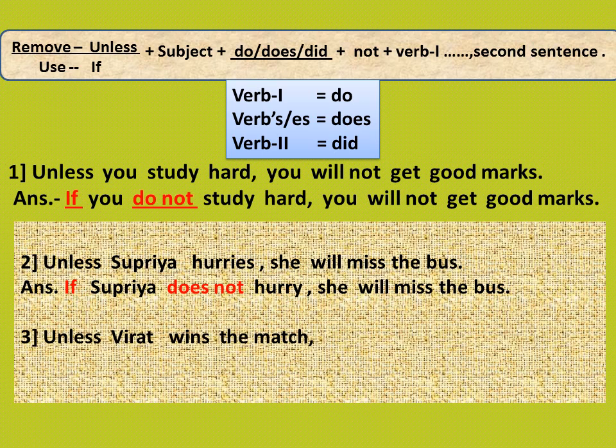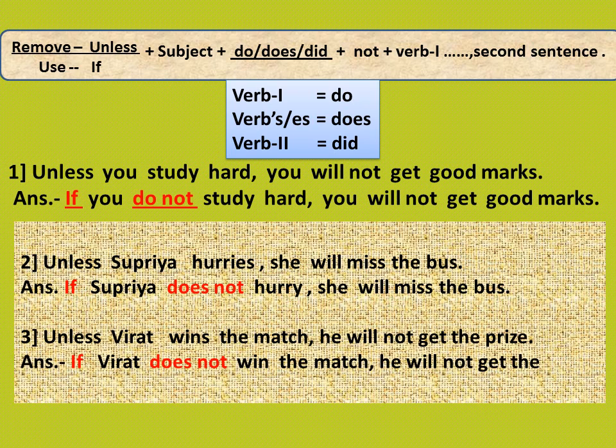Third sentence: unless Virat wins the match, he will not get the prize. Answer: if Virat does not win the match, he will not get the prize. In this way, we studied how to use if not in sentences with unless. Here we can use it easily.